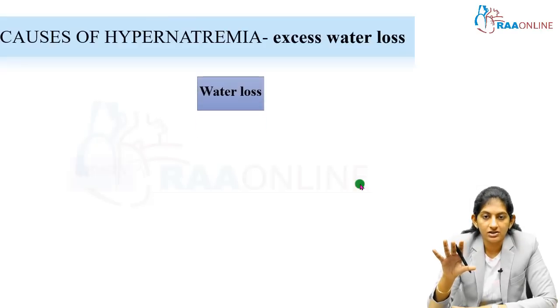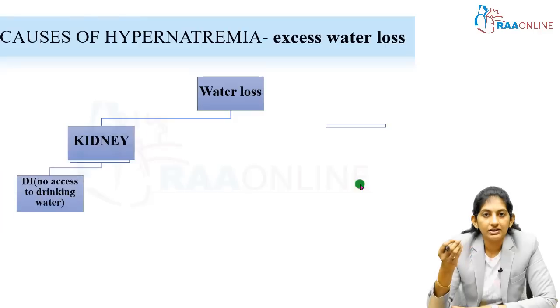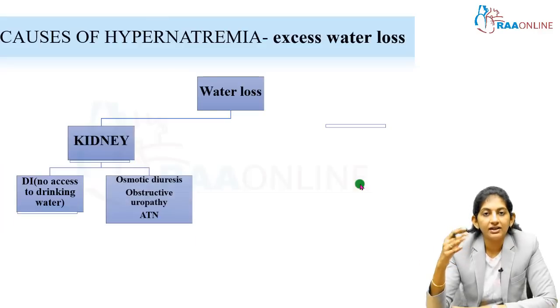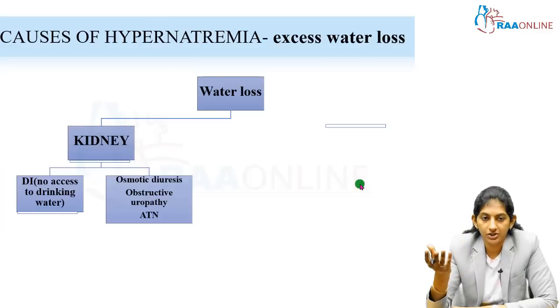Where all can water get lost? First is our kidneys. So kidneys, one is polyuria. So we know diabetes insipidus. So if the diabetes insipidus patient has no access to drinking water or they are not taking drinking water properly, that will lead to water loss. And next will be osmotic diuresis like glucose. So hyperglycemia is there, or when we give mannitol infusions. So all this will cause osmotic diuresis, polyuria. Whereas polyuria can be there in acute tubular necrosis, in an obstructive uropathy. So renal loss of water will happen whenever there is polyuria, right?